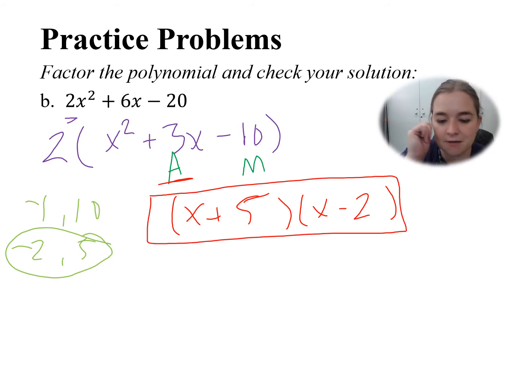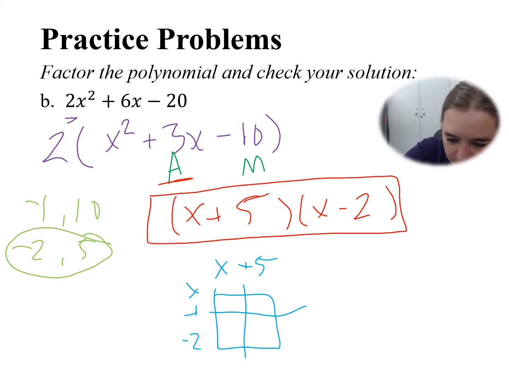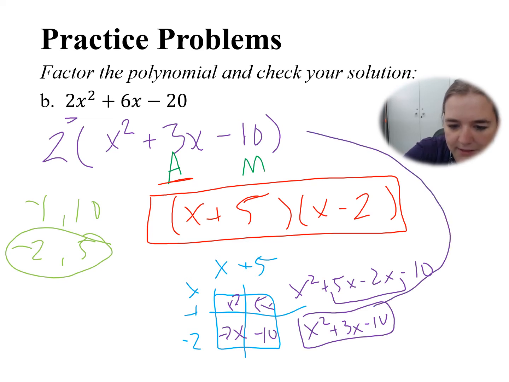Like before, order doesn't matter. It could be x minus 2 times x plus 5 or the way that I've written it here. To check my solution, let's do the area model this time. I'll do x plus 5, x minus 2, or x plus a negative 2. Purple. x squared, 5x, negative 2x, and a negative 10. I get x squared plus 5x minus 2x minus 10, which gives me x squared plus 3x minus 10, which matches that stuff on the inside.